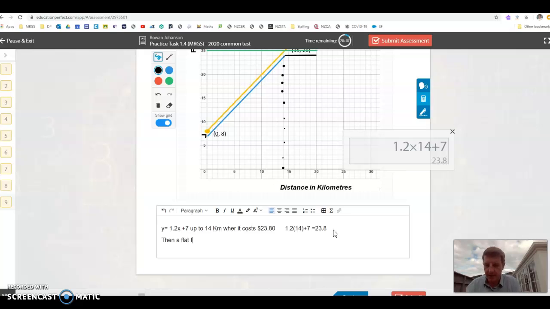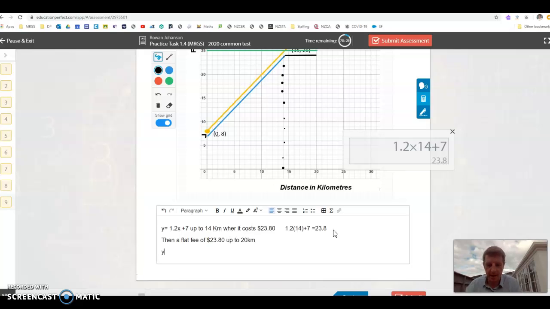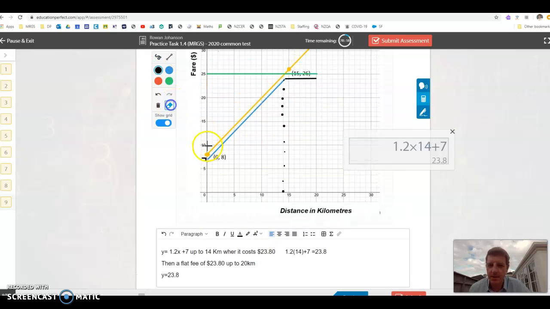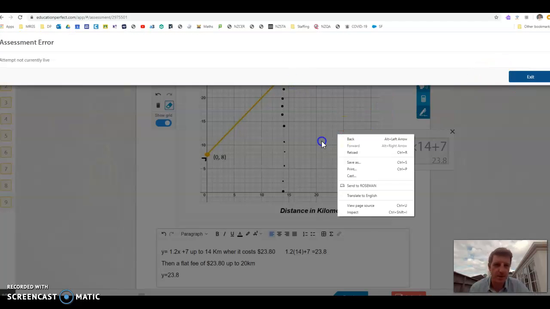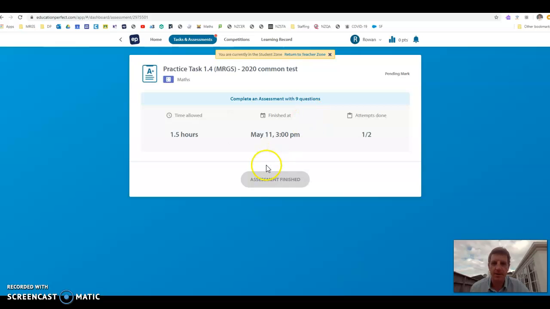Then a flat fee of $23.80 up to 20 kilometers, and that's going to be y equals 23.8. It's kind of one way. It's a bit messy having that 23.8. So maybe another way I could have done it, if I just rub this out, maybe there's a nicer way. Oh, I lost it.